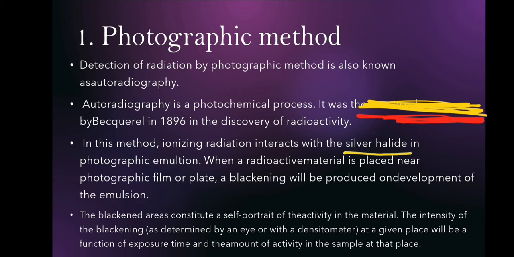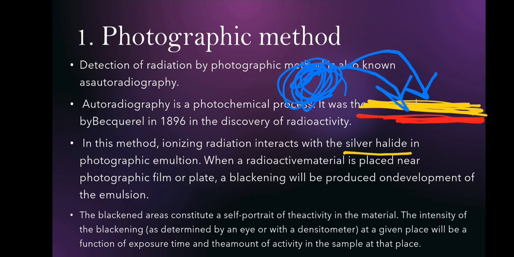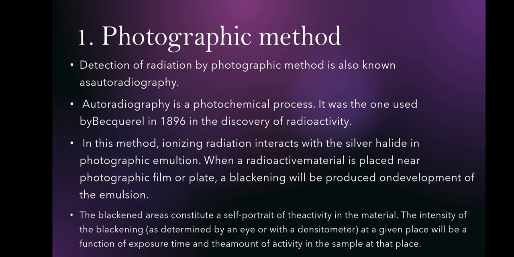Let's say that this is my radioactive material. This radioactive material will emit some radiations. These radiations will fall on this photographic emulsion. What happens when the radiations coming from this radioactive material fall on this photographic emulsion? Some black areas are produced on the surface of this photographic emulsion. These blackened areas constitute a self-portrait of the activity of the material.